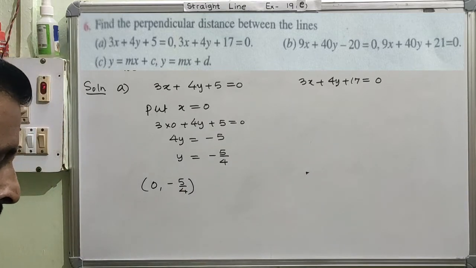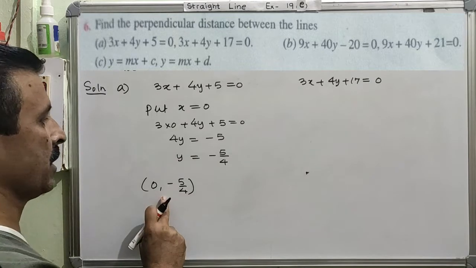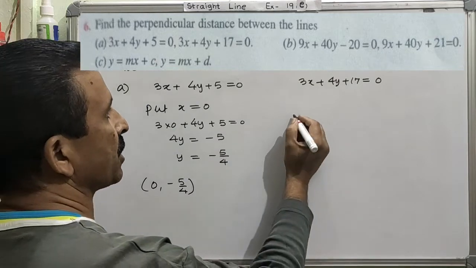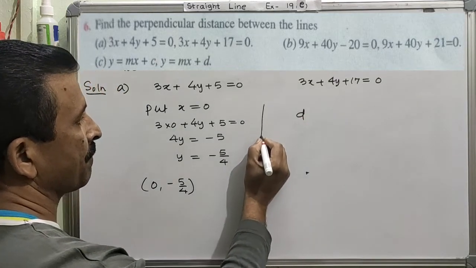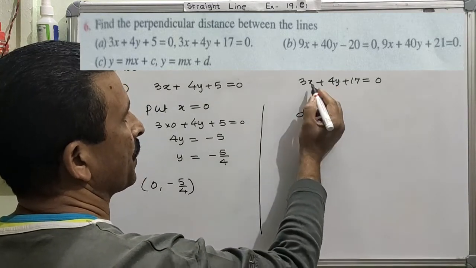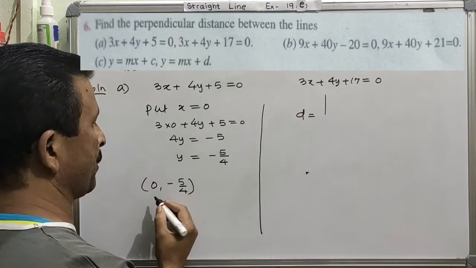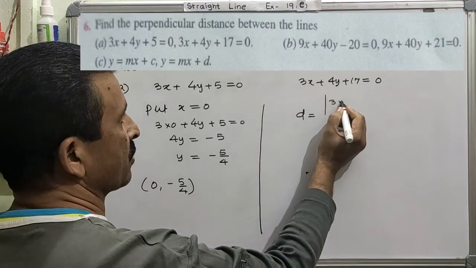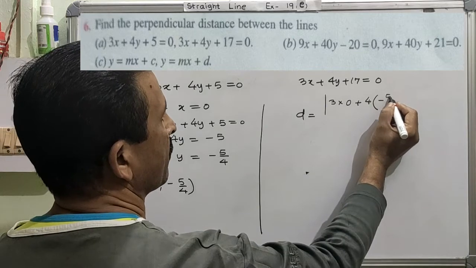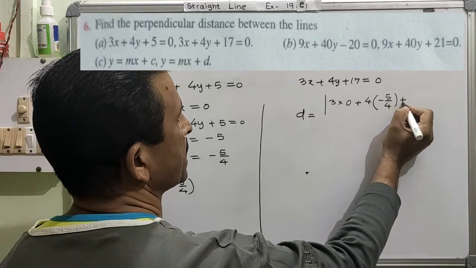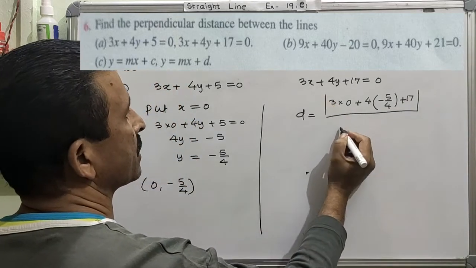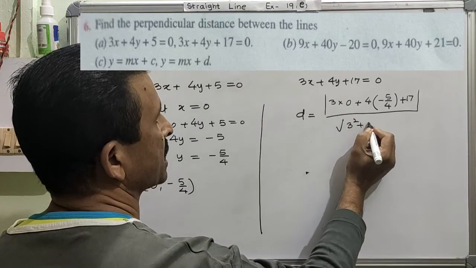Am I very clear? So after calculating this, now we have this ordered pair and this equation of the line, we can find the distance. So the distance is equal to, take this equation, absolute value. And in this equation, on the right hand side, we can put the value of x and y. So 3 into 0 plus 4 into negative 5 over 4 plus 17, absolute value sign, divided by the root over 3 square plus 4 square.